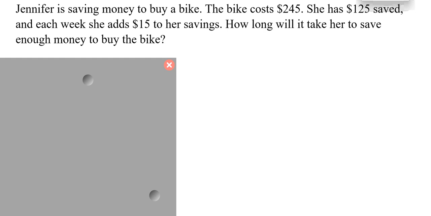So in this lecture, we're going to be talking about how we translate a word problem to a solvable variable equation. So here's our situation. Jennifer is looking to buy a bicycle that costs $245. She's got some money saved, and she can save $15 each week to add to that total. So how long will it take her to have enough money to buy the bike?